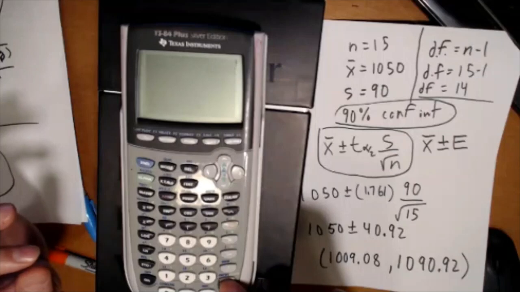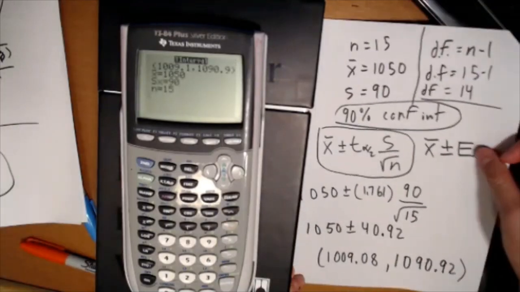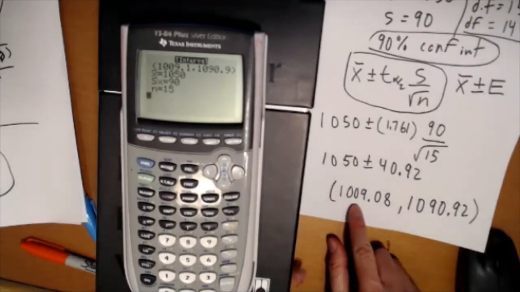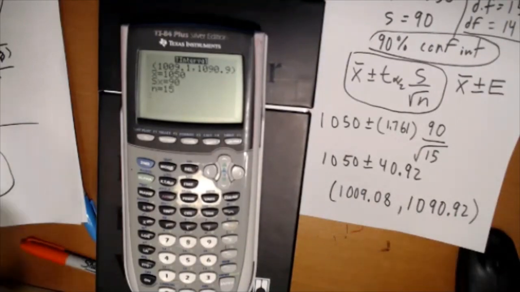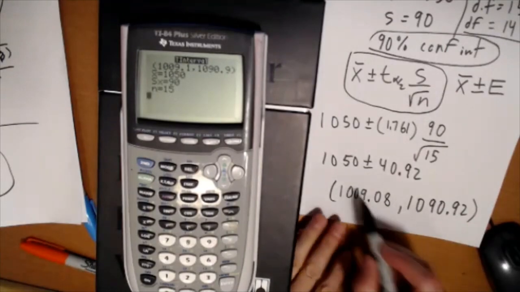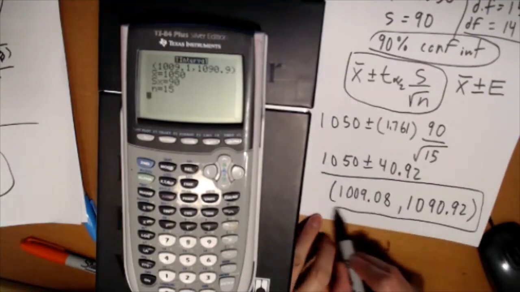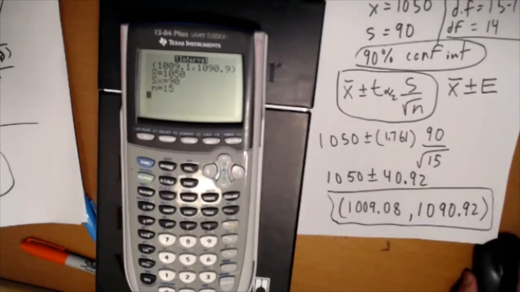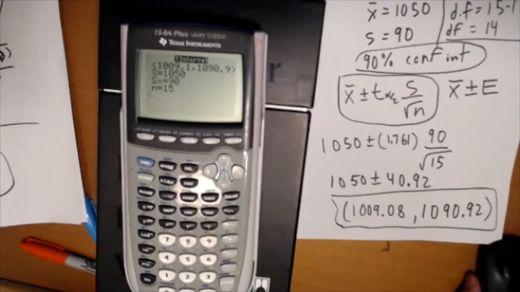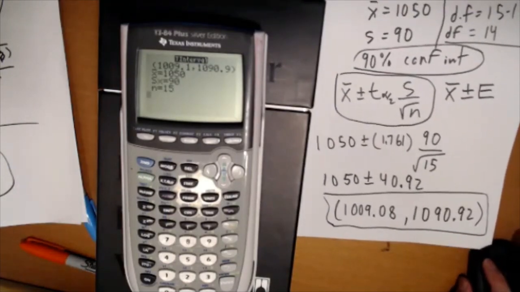And then calculate that. Please work. Same answer. 1009.1, they rounded it, and 1090.9. Ta-da! So getting our confidence interval was actually pretty easy. Sweet. And then we'll just make a new video for the next one.